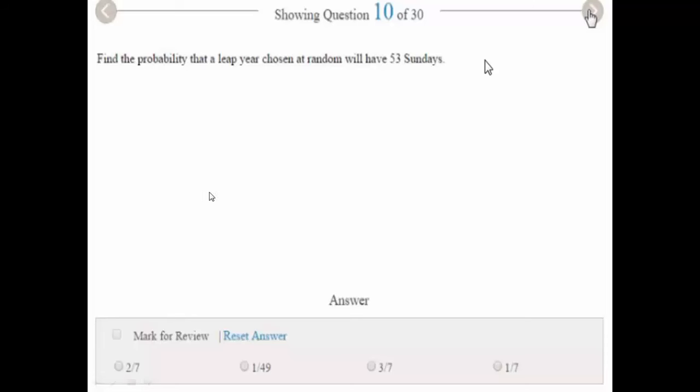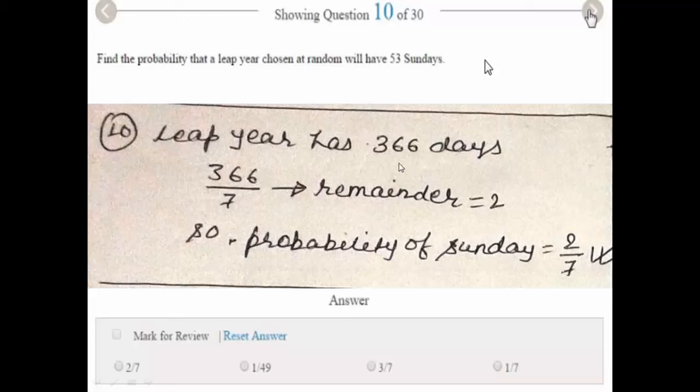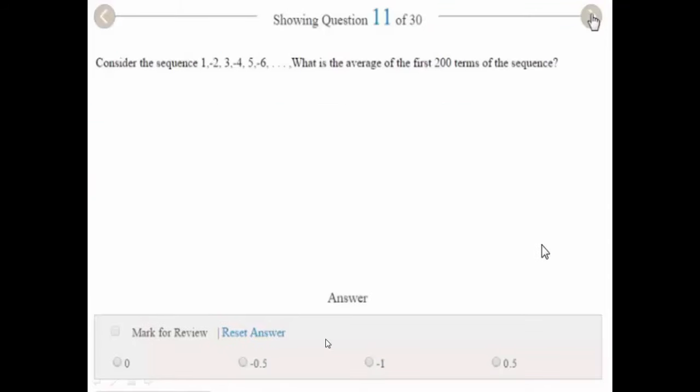To find the probability that a leap year chosen at random will have 53 Sundays. Okay, first of all we know the total number of Sundays in a year is compulsory or mandatory 52. So we need a 53rd Sunday. First we have to find how many days are in a single leap year, which is 366, divided by 7, because in 1 week we have 7 days, so the remainder is 2. So the probability of the Sunday is 2 by 7. Easy one.